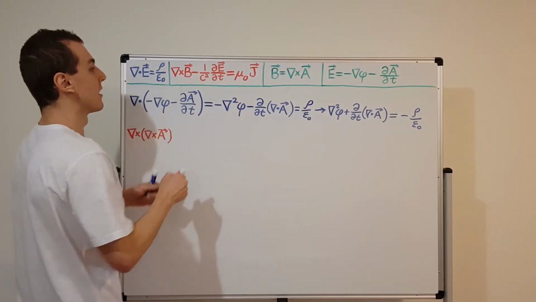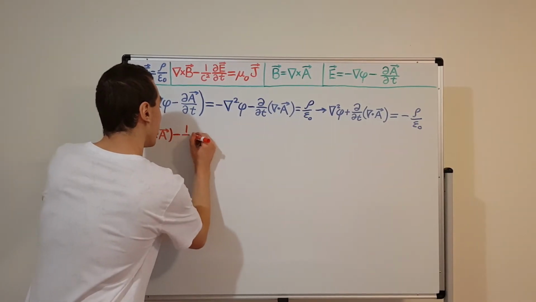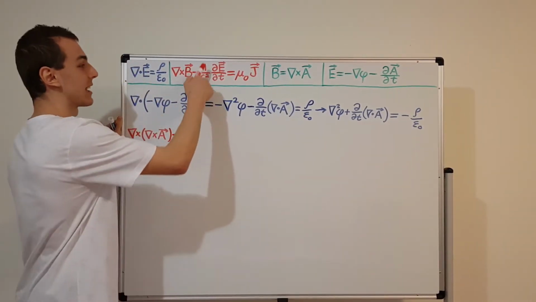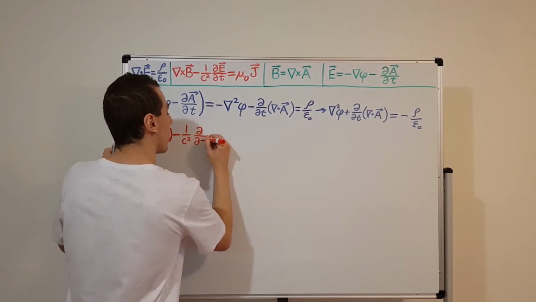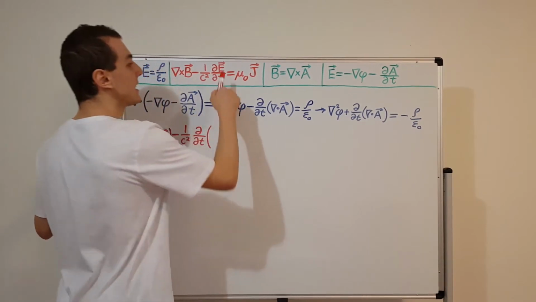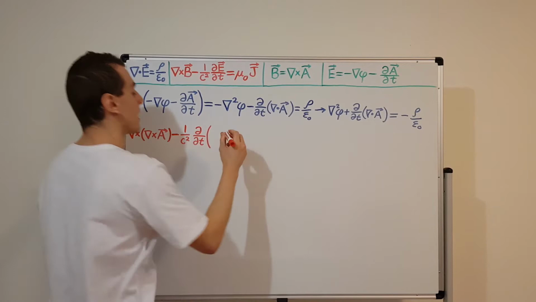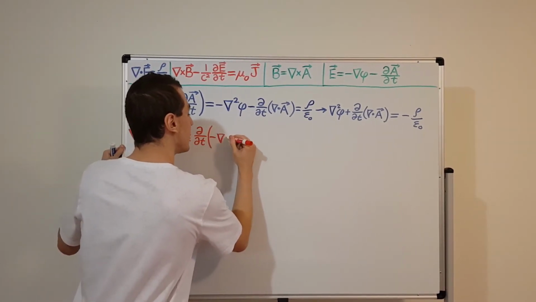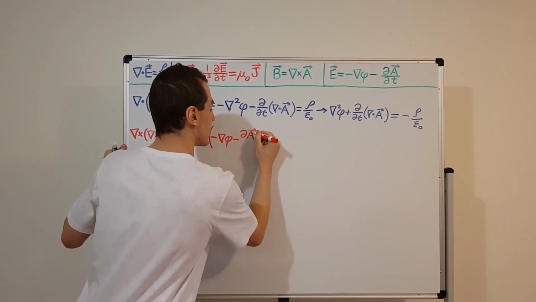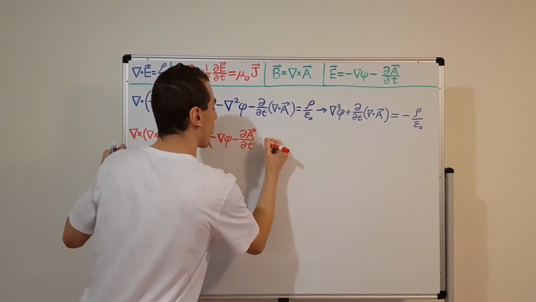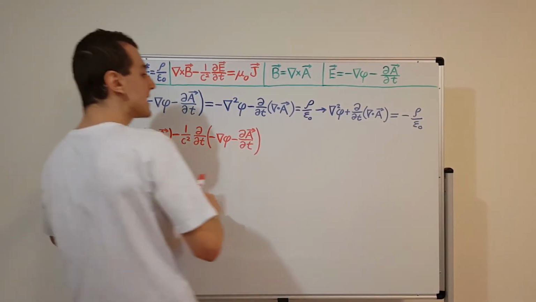Now let's substitute this part over here. So I'm going to have minus 1 over c squared. That's this scalar coefficient over here. And then I'm going to have the partial derivative with respect to time of the electric field. And the electric field is just over here. That's the same thing that we substituted up over here. So we're going to have minus the gradient of phi minus the derivative with respect to time of A. And that's a partial derivative. So this is what we have on the left-hand side. So what is that going to equal?